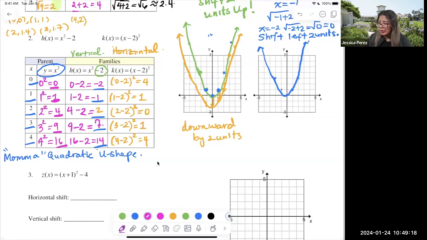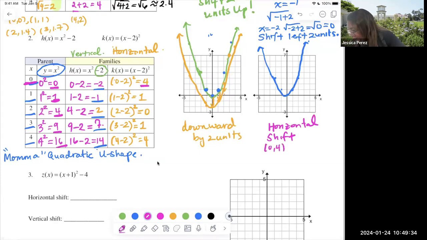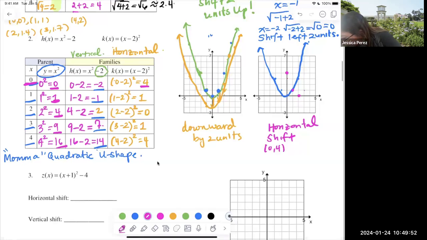The blue is mama. Now I'm going to do the horizontal shift. I have 0, 4. So 0, 4. And then it's 1, 1. And then it's 2, 0. And then we have 3, 1. And then we have 4, 4.